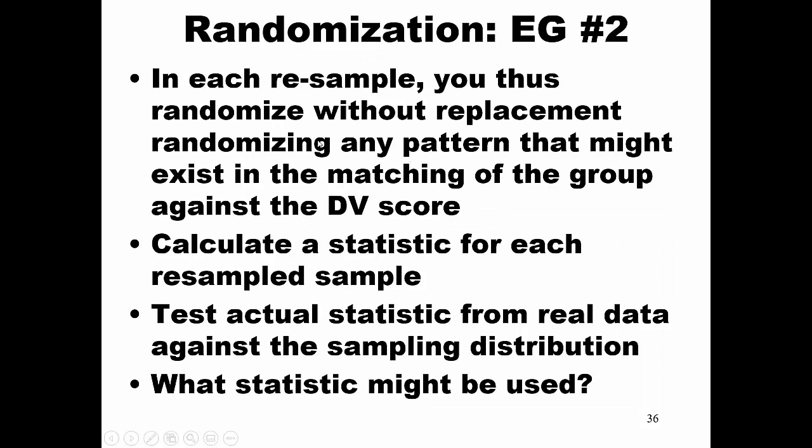So in each resample, you just randomize without replacement, randomizing away that pattern, and we're going to calculate a statistic for each resampled sample, and we're going to test the actual statistic from our real data against the sampling distribution, the resampling distribution of our statistic. And so the final question is, what statistic might we use? We'll come on to that later.